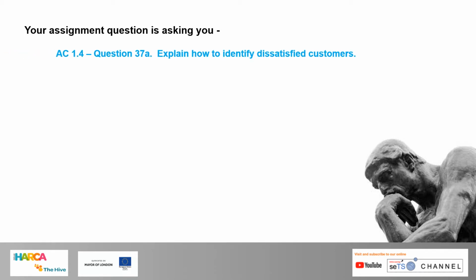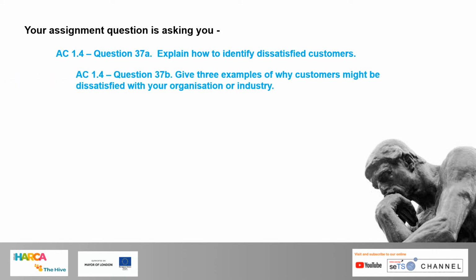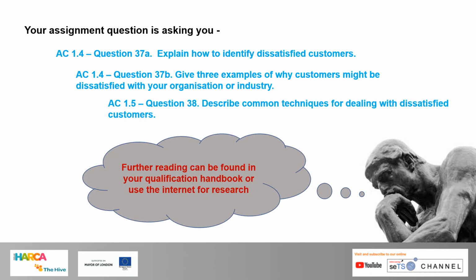Your assignment question is asking you for question 37A to explain how to identify dissatisfied customers. And 37B is asking you to give 3 examples of why customers might be dissatisfied with your organisation or industry. And question 38 is asking you to describe common techniques for dealing with dissatisfied customers. And further reading can be found in your qualification handbook or use the internet for research.